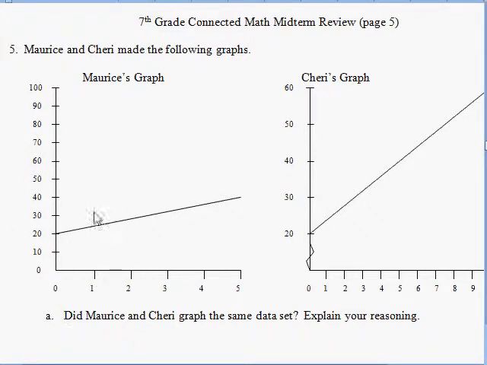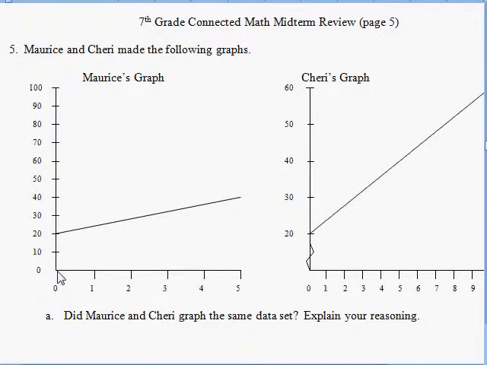So what we need to do is find if this has 2 points in common with this. Even though their lines are different, we'll talk about that. But if they have 2 points in common with each other, then yes, they are the same data set. And you're allowed to use 0 as one of your points. So let's use that. It's an easy one.